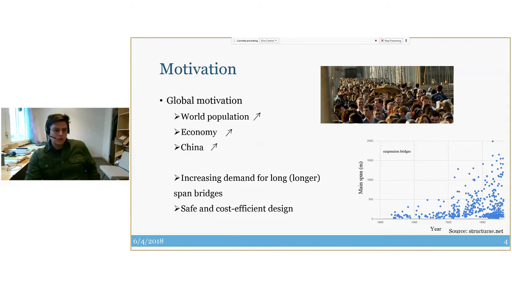This is sort of obvious, but the world population is increasing, the economy around the world is growing, and the demand for long span bridges increases. Here, for example, there's a plot showing all the suspension bridges built from the 1800s until today, and you see a very distinct increase in the last 30, 50 years. We have this span length limit for now, sort of around 1.5 to 2 kilometers, but the demand is clear and it is increasing. Since they are being built so commonly, we need safe and cost-efficient design of these structures.